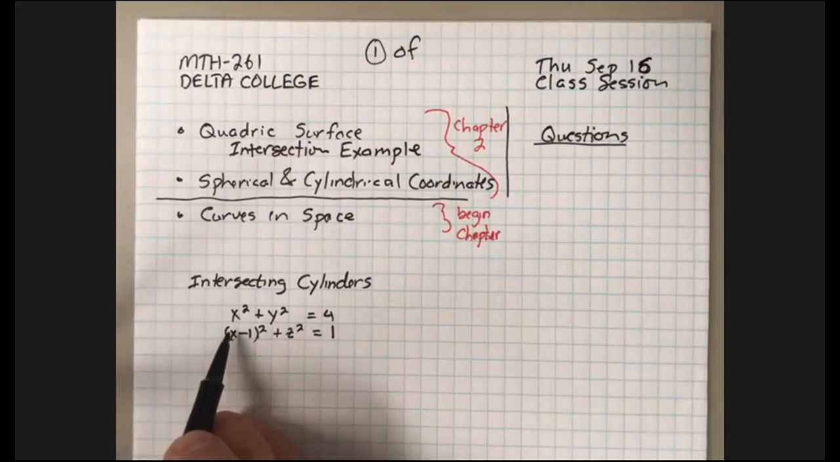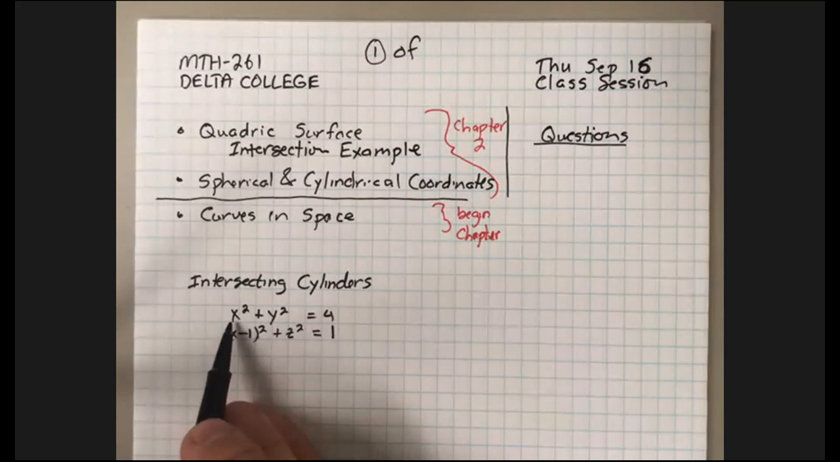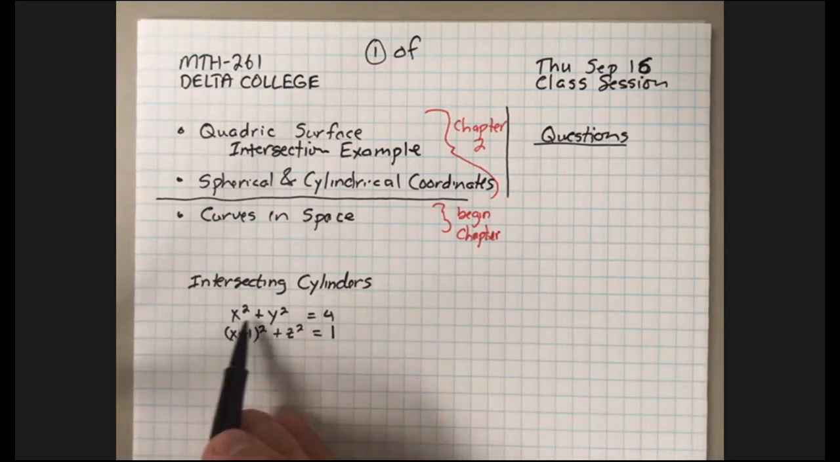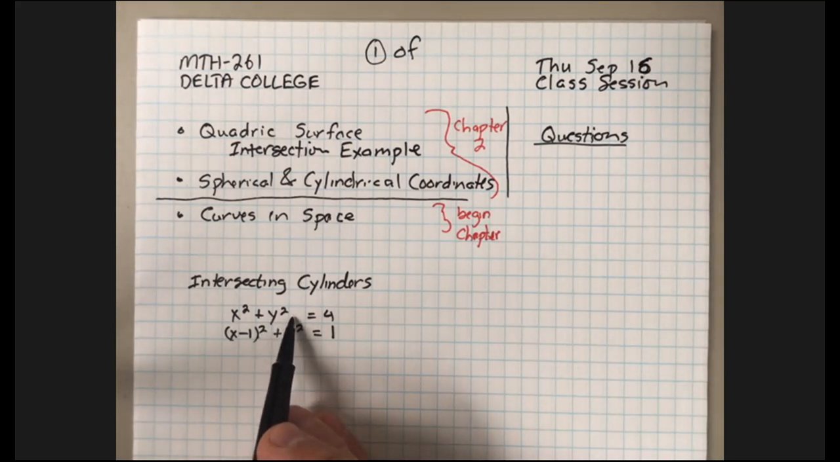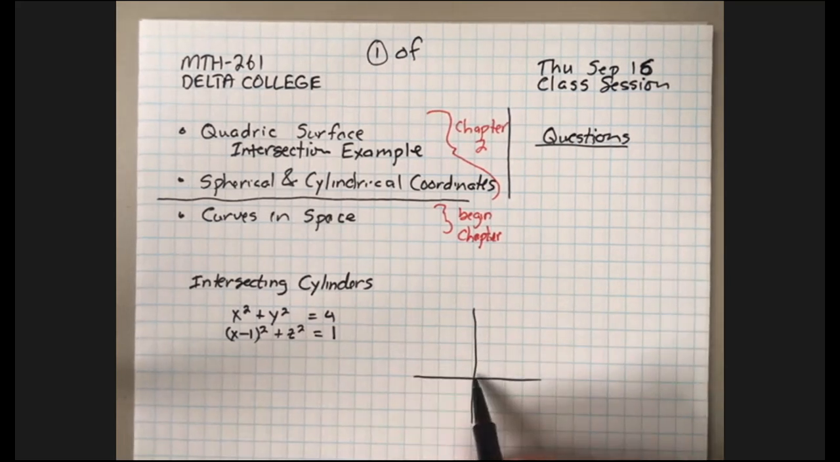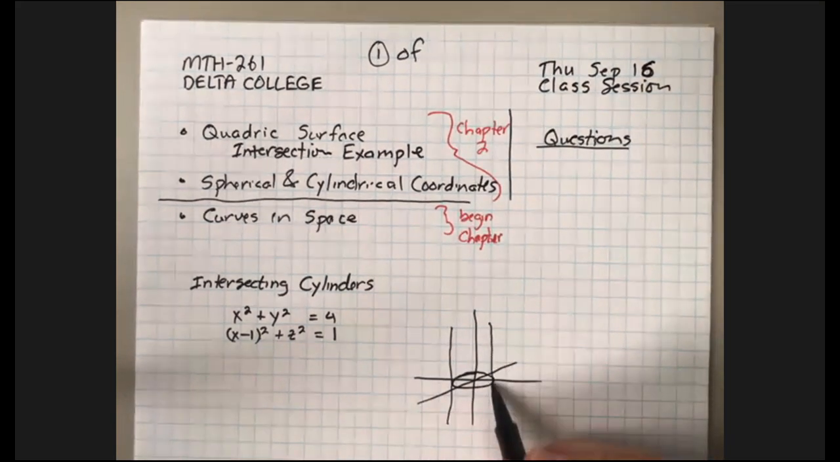You recognize both of these as cylinders. They would be circles or ellipses in the xy plane or in the xz plane, right? But this x squared plus y squared equals 4, which is a circle in the xy plane, if you consider it in space, then z is free to go anywhere it wants. That means I take this circle and slide it up and down the z-axis. So a circle of radius 2 in the tabletop, sliding up and down the z-axis.